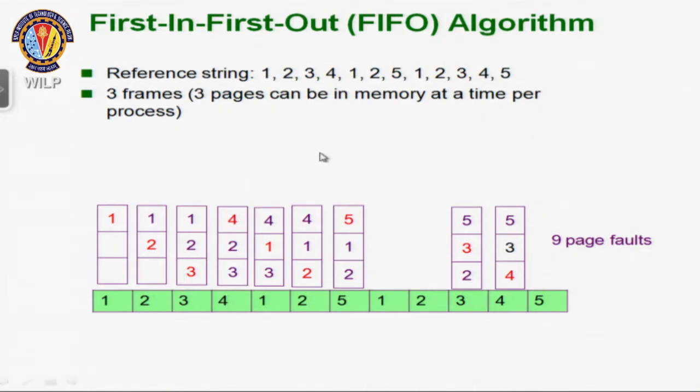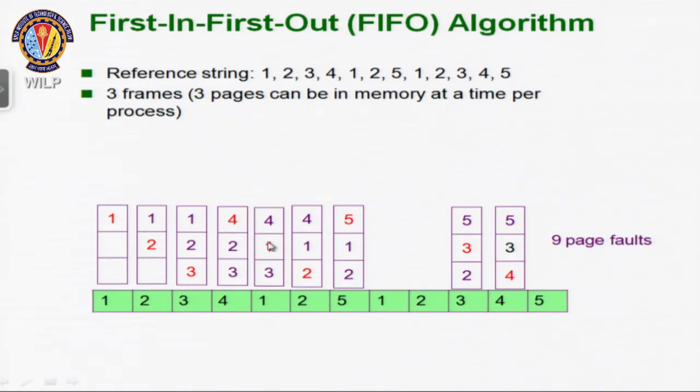As this algorithm says first in first out, we know that page number 1 was brought in first, therefore this is the one which will be selected and replaced. So now 1 gets replaced by 4. Now the next reference is 1. We find that 2 was brought in earliest, so now 2 gets replaced.